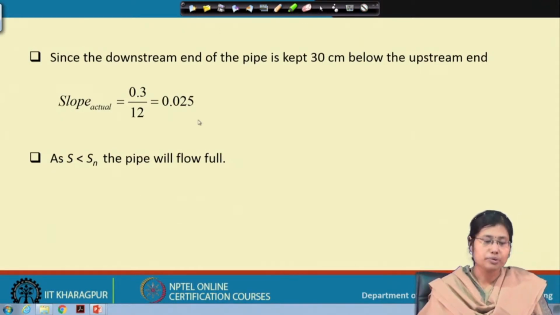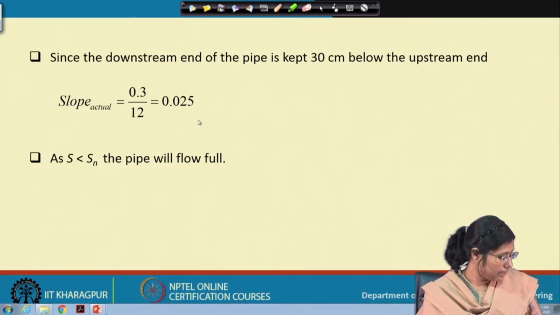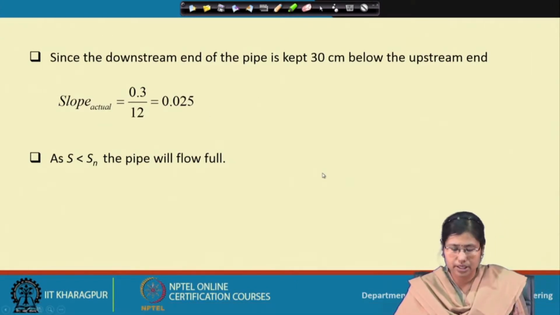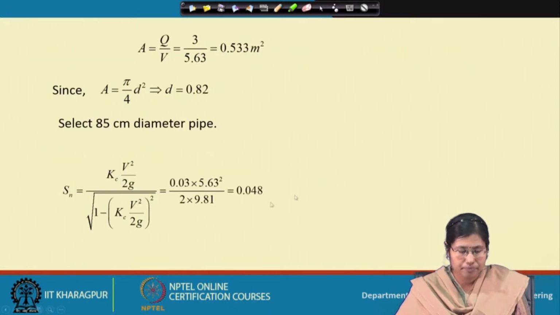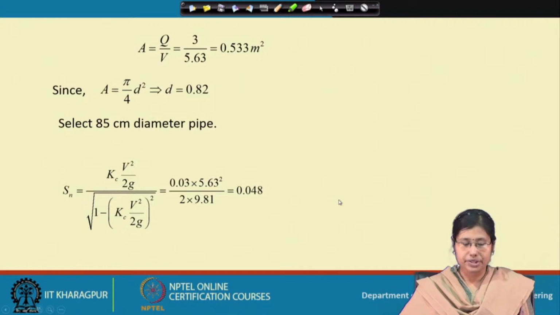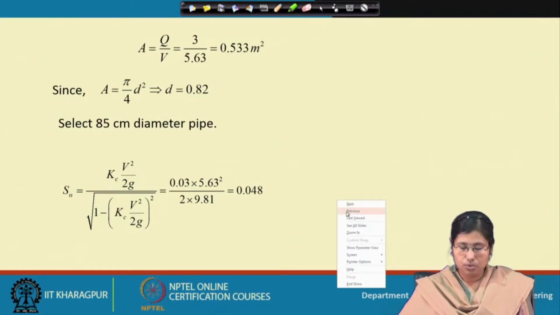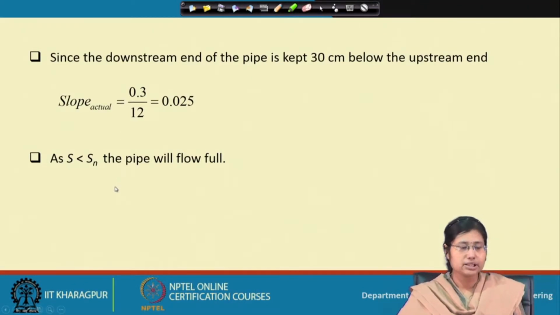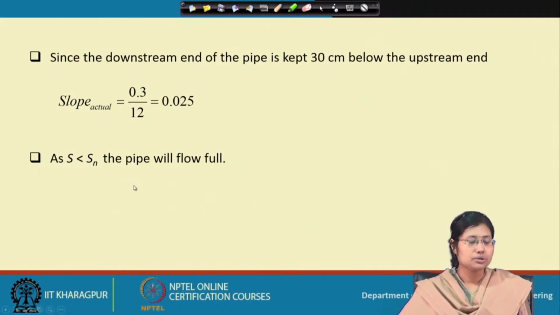The actual slope is 0.025, and as you can see from the earlier slide, the natural slope is 0.048. The natural slope is larger than the actual slope. So, this is the case of condition 2, where the pipe will flow full.